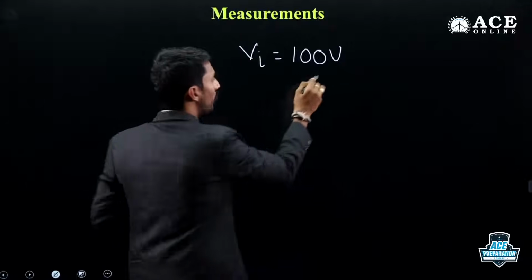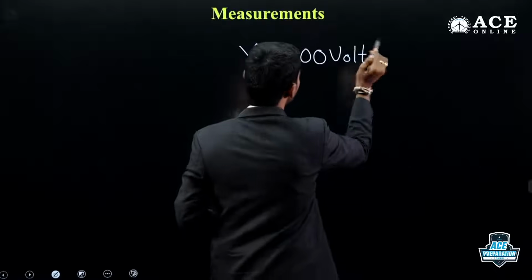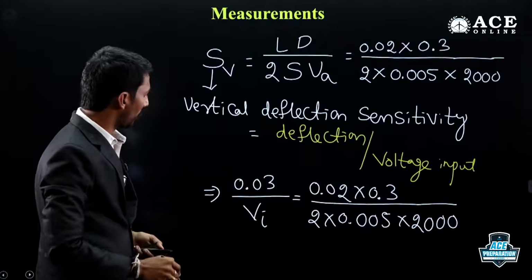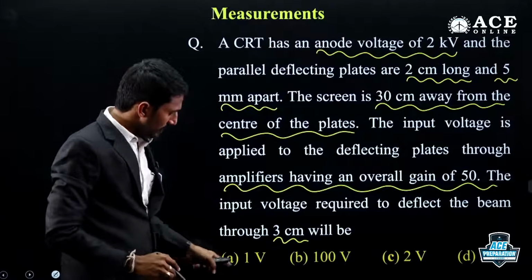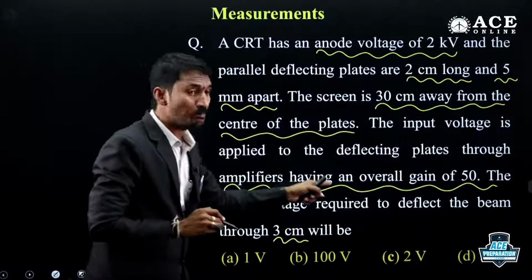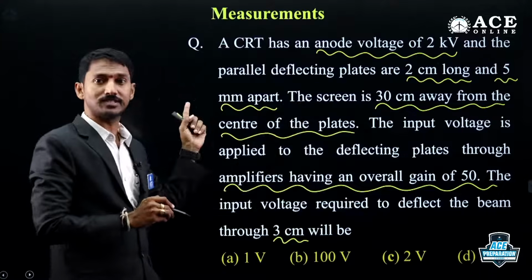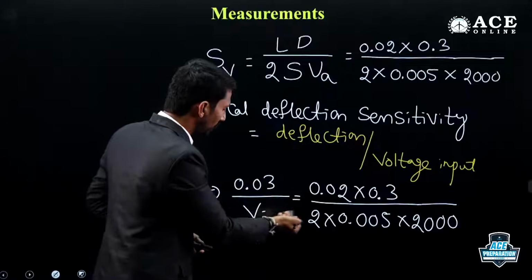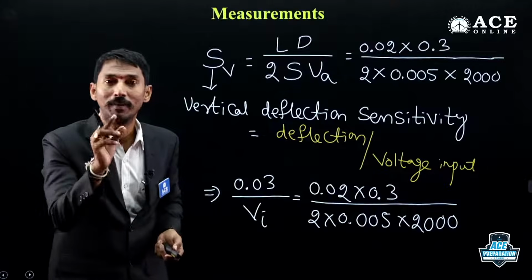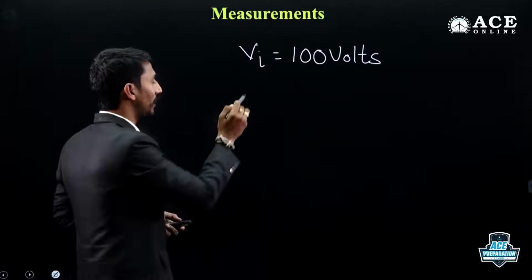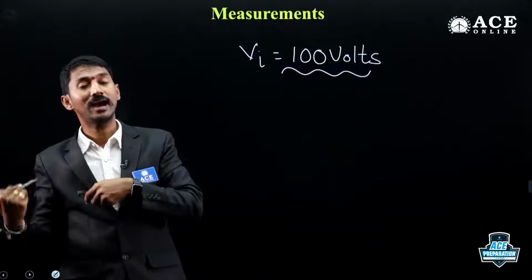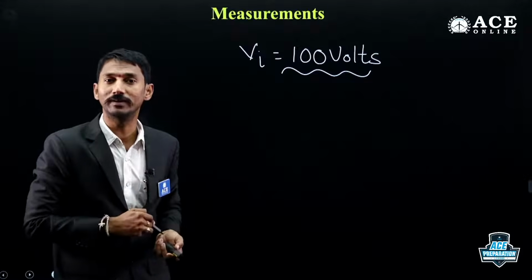The first mistake we make here is the moment we see the input voltage is 100 volt, people are observing the options. No. What is he asking? The input voltage given to the entire system. But this 100 volt is the input voltage related to after the amplifier, the voltage for the corresponding deflecting plates. But the entire input means before the amplifier.